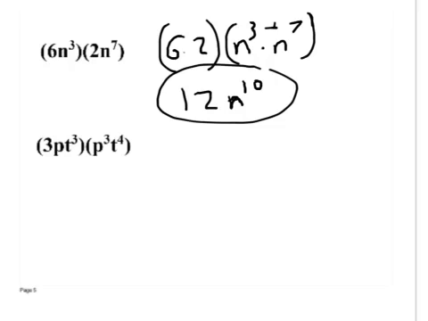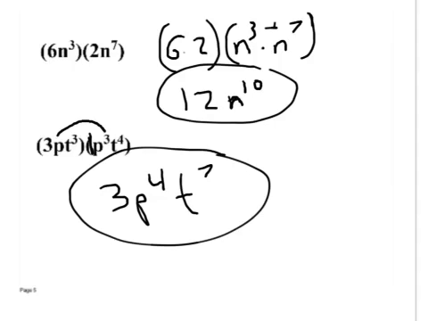All right, so what we do, we take 3 times 1, because we assume there's a 1 right there. That's just 3. We take p times p cubed. When multiplying bases, we add exponents, so that's p to the fourth. T cubed times t to the fourth power. Again, we're multiplying bases, so we add exponents: t to the 7th. P here is raised to the first power. If there's no exponent, then it's raised to the first power.